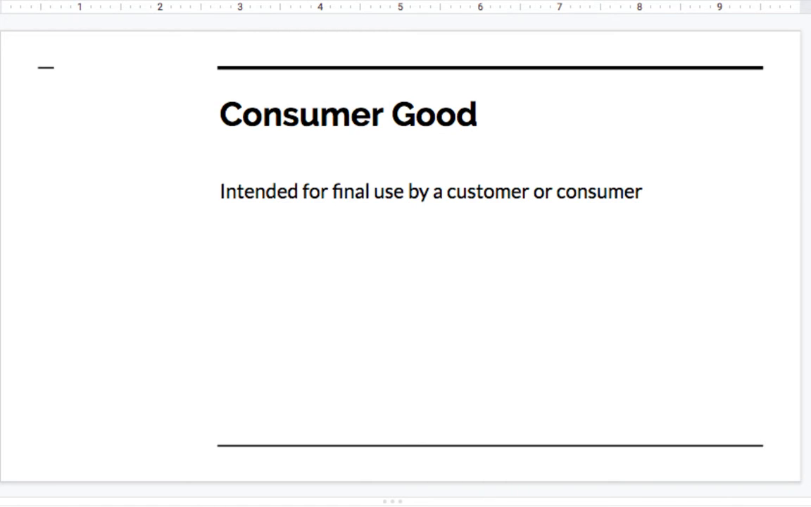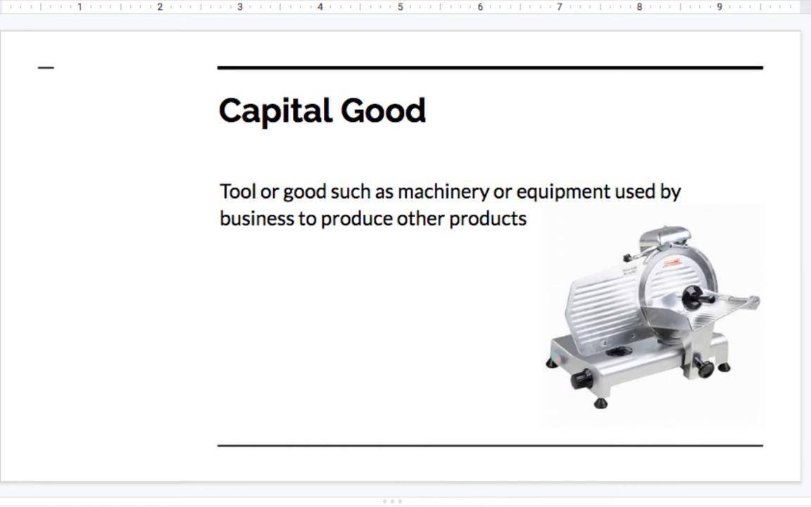On the opposite end of the spectrum, we talk about consumer goods. And it's a good intended for final use by individuals such as shoes, shirts, or automobiles, meaning that we only create it for the use of private industry or private people so that they could have some sort of benefit from that good. And the final good that we're talking about is a capital good. And it's a tool or a good such as machinery or equipment that is used by a business to produce other products. So my example up there would be a meat slicer. You would only buy a meat slicer to slice meat, so your final product would be the meat that you're actually slicing. So that would be the example of a capital good.